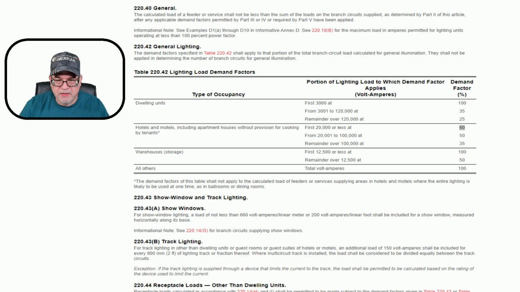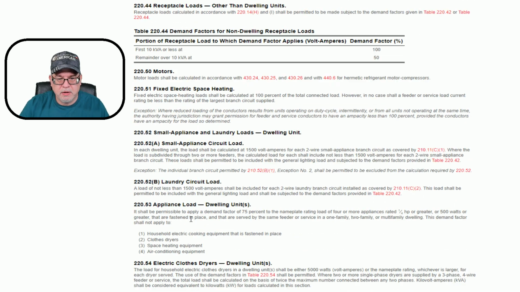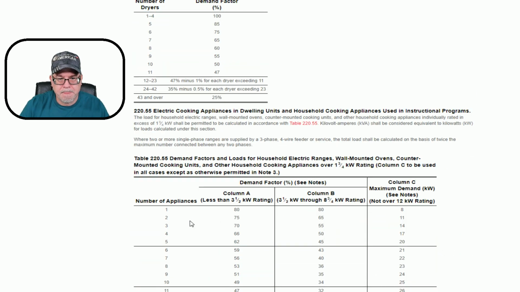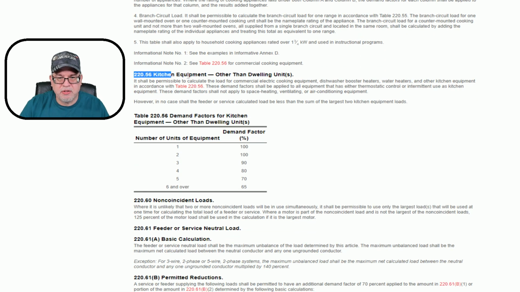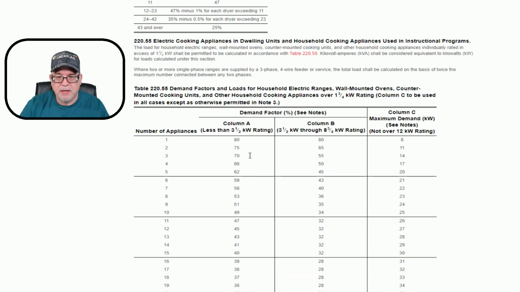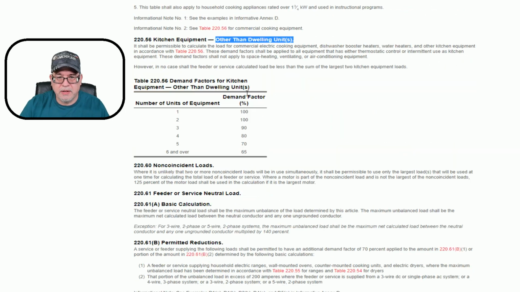And 220.56 is right here. And we're talking about kitchen equipment. Again, we're talking about other than a dwelling. So this one is dwellings. This is other than a dwelling. And we have 6, so we're going to be here where it says 6 and over.